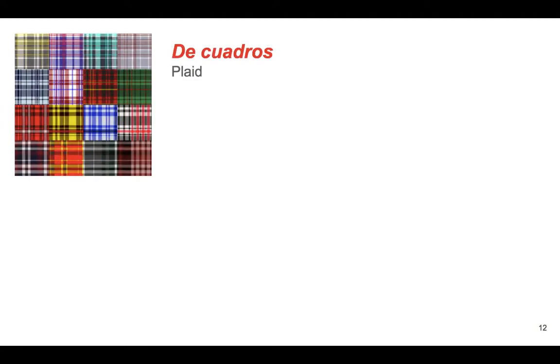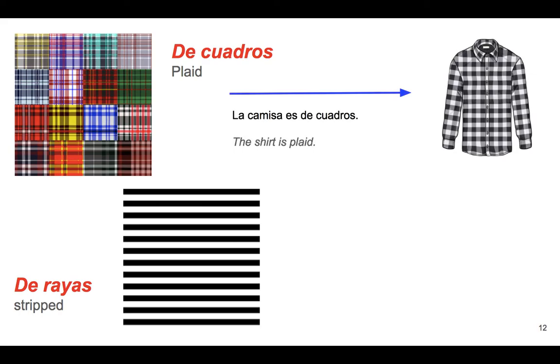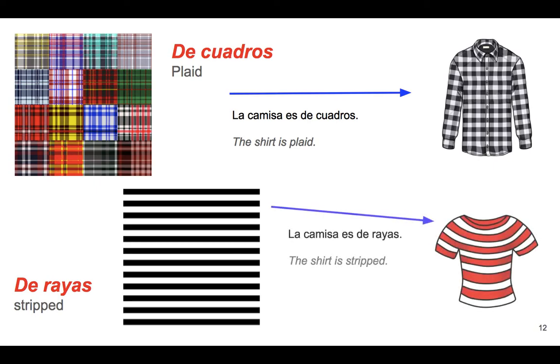So we have de cuadros. De rayas. For example, I can say, la camisa es de cuadros. The shirt is plaid. La camisa es de cuadros. La camisa es de rayas.